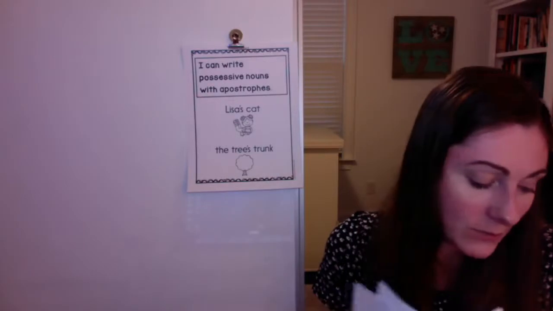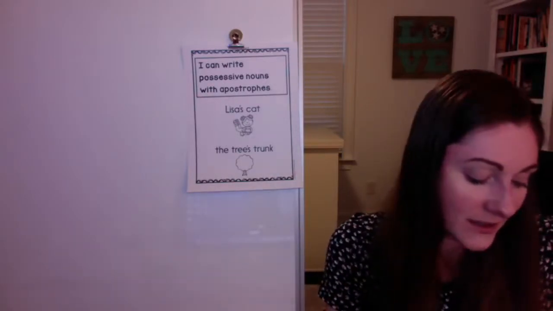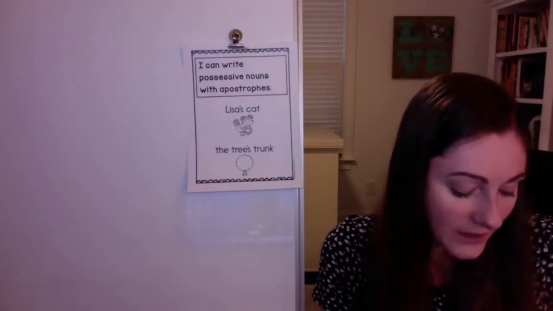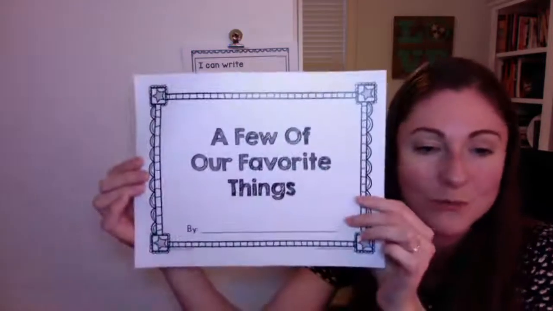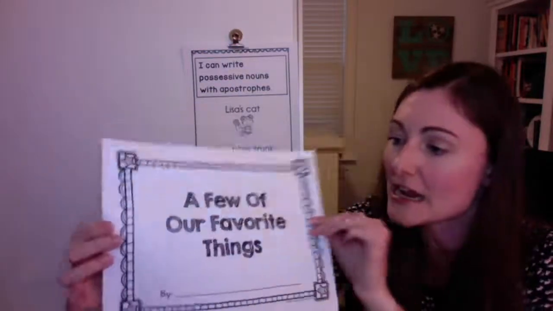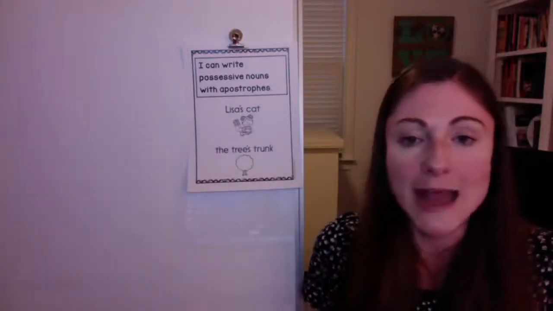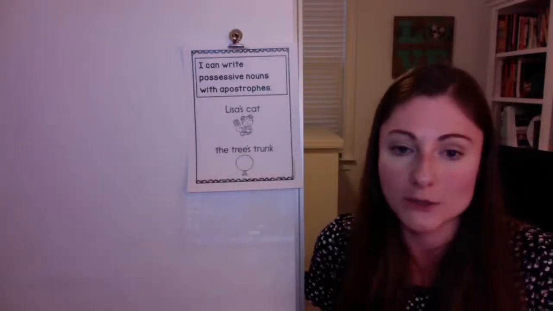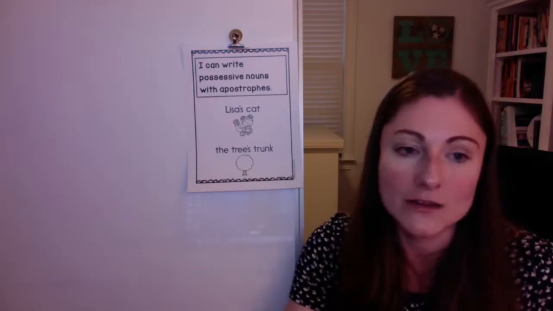And then next we're going to move into a little bit more practice. This is a cute activity that I like to have my second graders do, and it's a class book. We don't do a lot of class books in second grade, but this is one that they've enjoyed doing. It's called A Few of Our Favorite Things, and you don't necessarily have to have the kids bring in something. This year it might not be practical, but in a normal year, I might have each of them bring something.